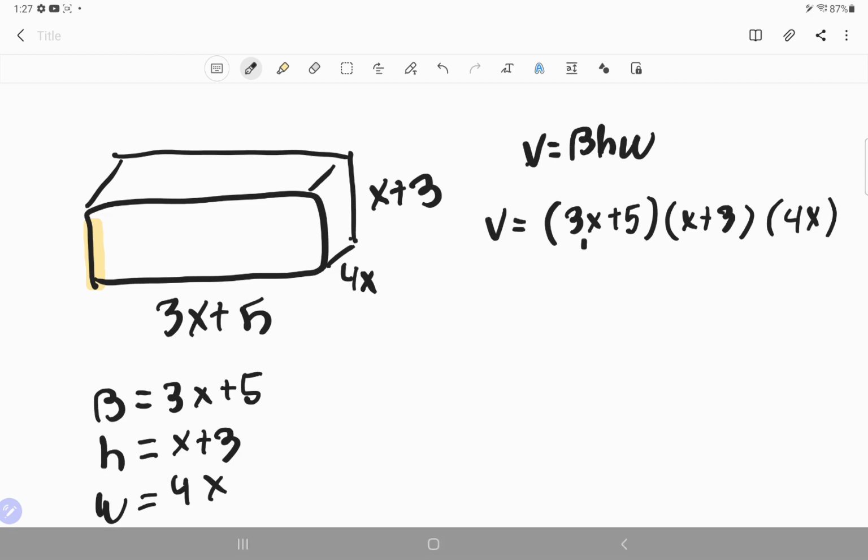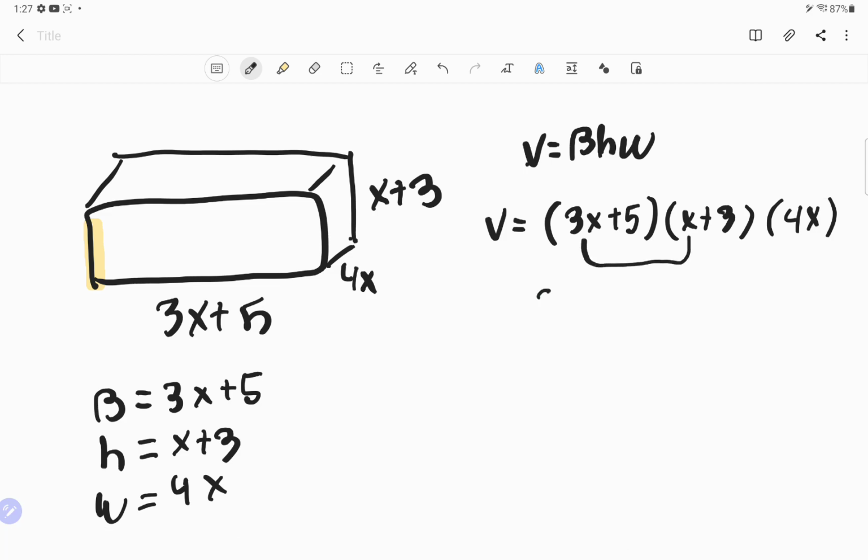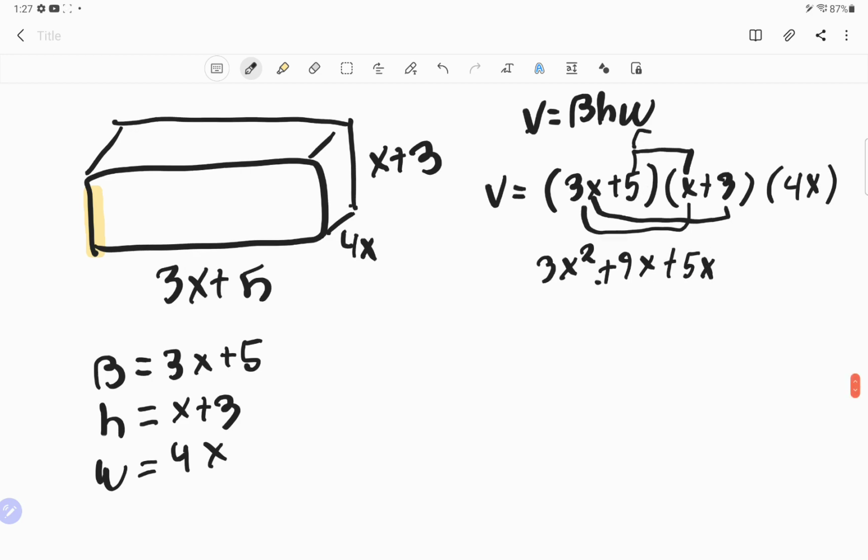I'm going to do the FOIL method again. That times that is going to give me 3x squared. Now that times that is going to give me plus 9x. Now I'm going to have 5 times x, plus 5x. Now 5 times 3, plus 15. Going to combine my like terms right here. So I'm going to have 3x squared plus 14x plus 15.